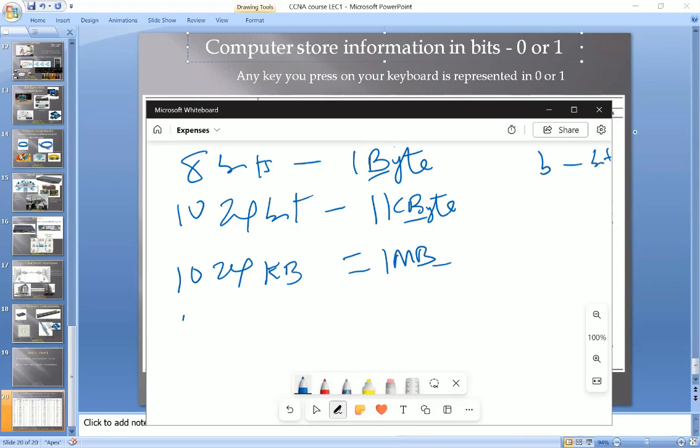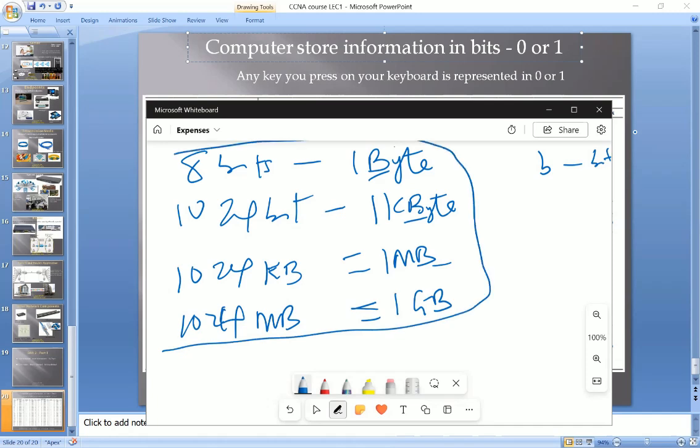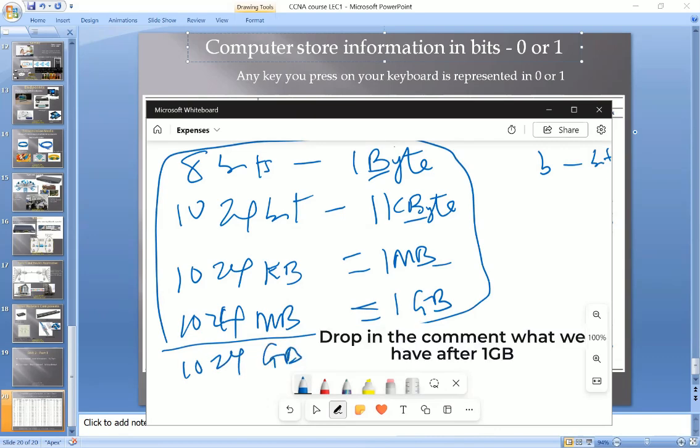So let's say 1024 megabytes equals, can you guess? 1 gigabyte. Okay, you can go on the internet to do your research. What do we have after gigabytes? 1024 gigabytes, what will it give us? Assignment for you. Okay, so these are just basics.